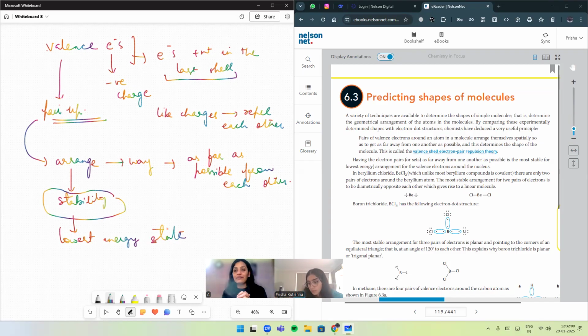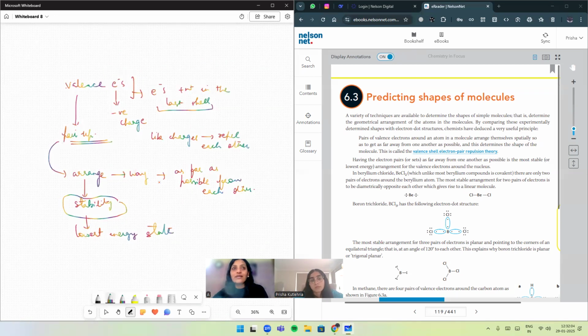Like, for example, I talk about beryllium chloride, right? In beryllium chloride, the beryllium atom has two pairs of electrons. So what will be the most suitable arrangement for the electrons? It will be like this. This is one shared pair of electrons, and here, this is the maximum distance, as far as possible, right? So it will form a compound with chlorine.